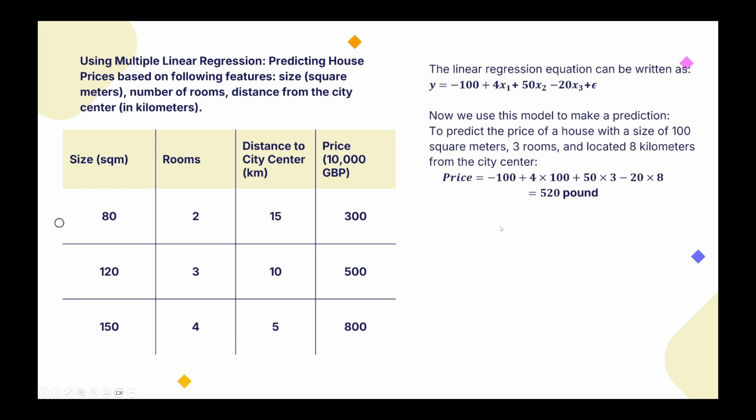After we have got the equation of our multiple linear regression model, we can use the model to make a prediction on the house price. If we have a house with a size of 100 square meters, 3 rooms, and located 80 kilometers from the city center, its price could be 520 pounds.